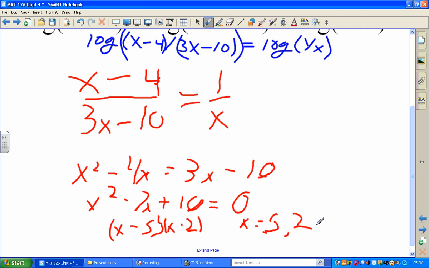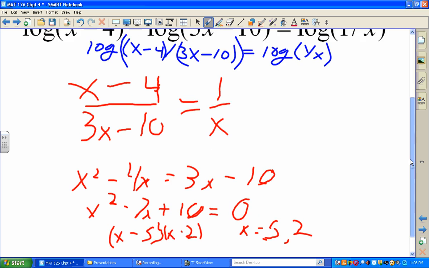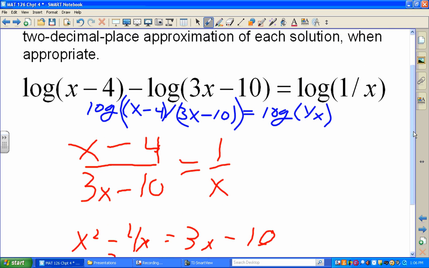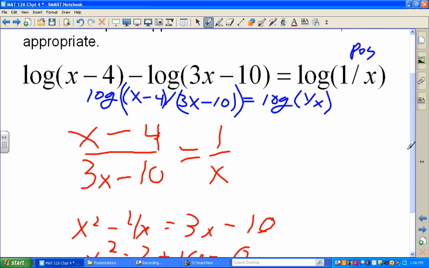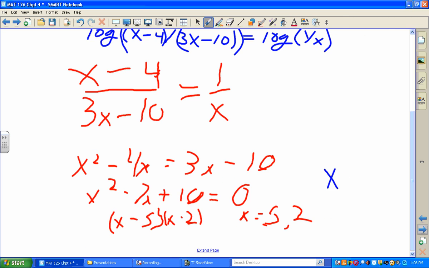Good. So once you cross multiply, you get a quadratic. Now, one thing with logs, what do you have to check with? Right, you have to check for extraneous solutions. Also, you have to check to make sure that you take the log of a positive number. All these have to be positive. The 5 and the 2. The 2 won't work, will it? 2 minus 4, so that won't work. So the final answer is just going to be x equals 5. Okay? Good. Nicely done. Not bad.